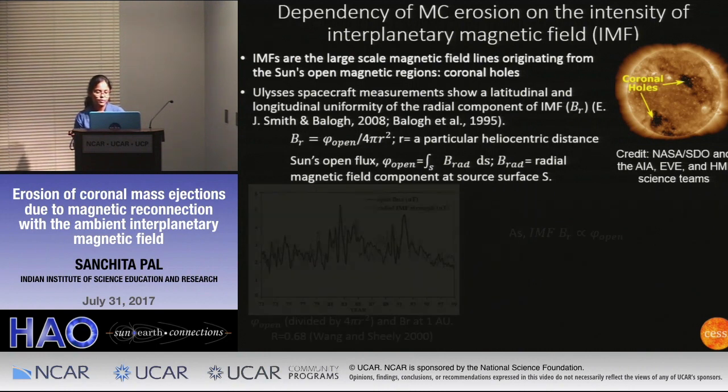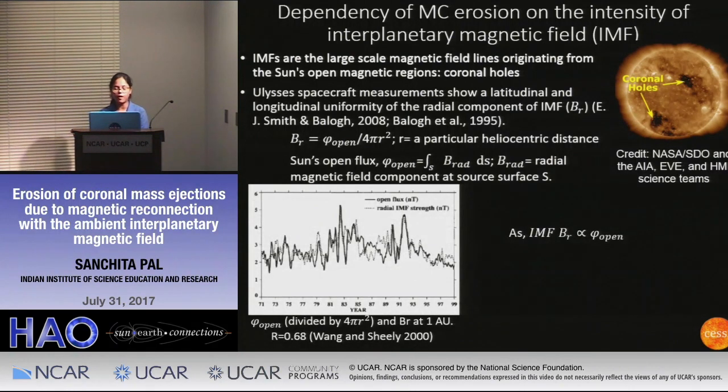People have studied this before, and they found that the in situ observation at 1 AU of this IMF intensity and the IMF intensity derived from the open flux have a nice correlation, like 0.68. As IMF B_R has a direct correlation with the open flux, we will concentrate on finding the dependency of magnetic cloud erosion on the open flux, taking it as a proxy of the IMF intensity.